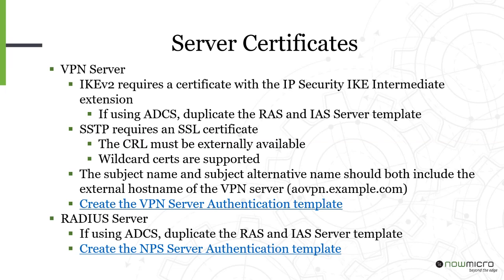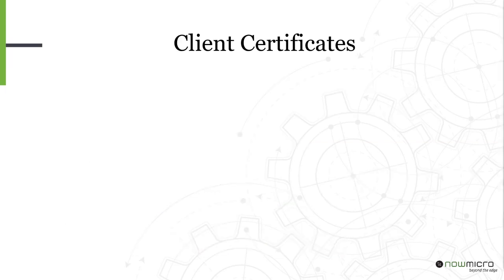The Radius server also needs a certificate, but this is much more simple than the VPN server. Again, if you're using Active Directory certificate services, just make a duplicate of the RAS and IAS server template and deploy it to the server. And I've included another link to the Microsoft documentation there.